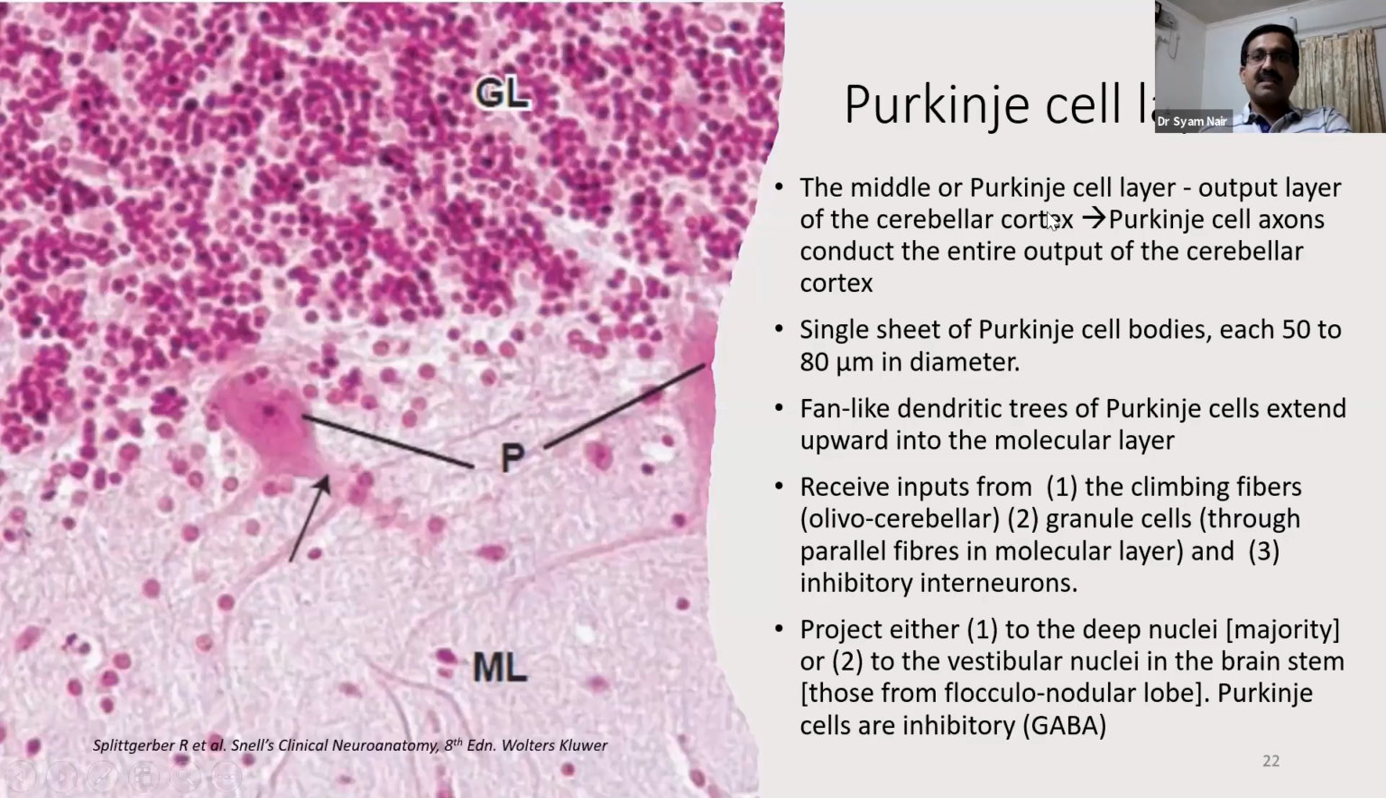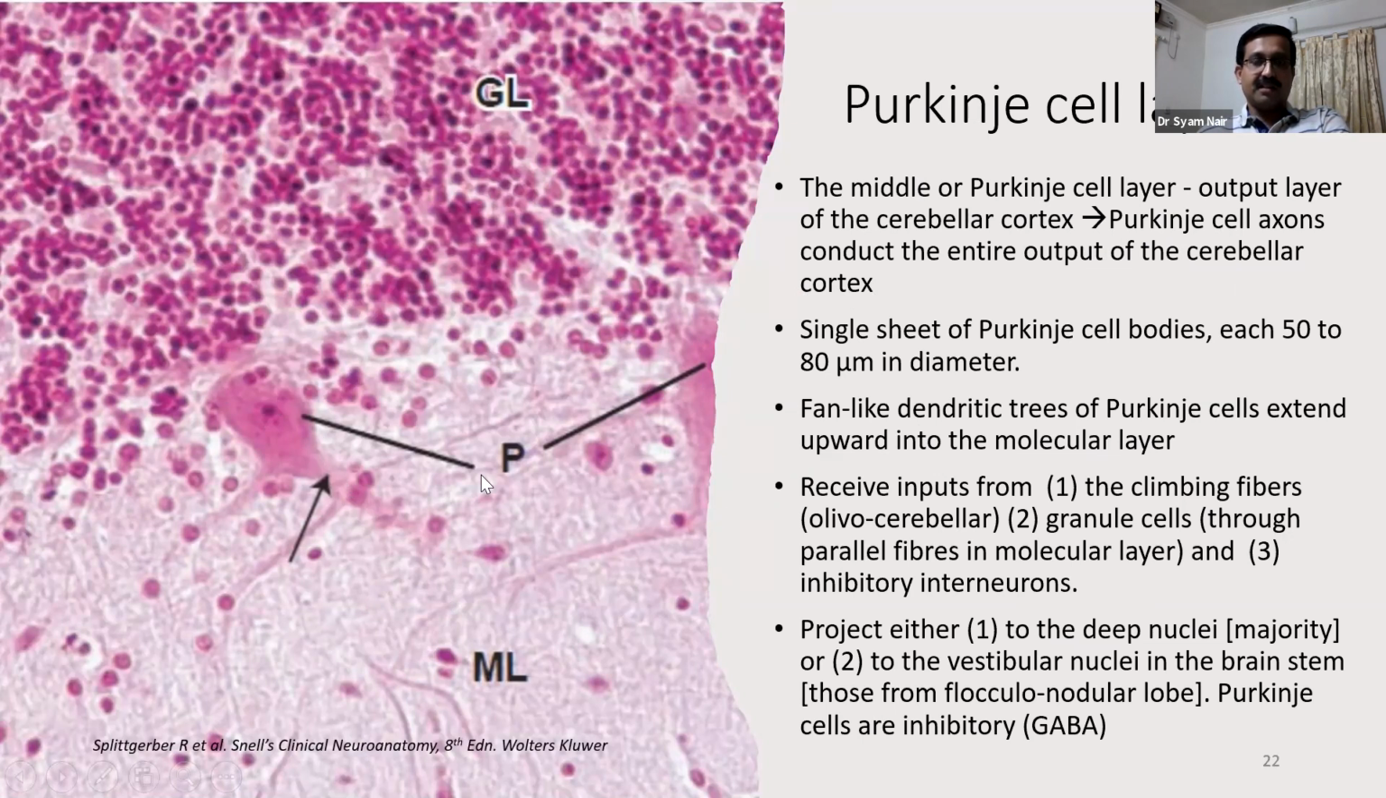So the Purkinje cell layer is the middle layer, and it contains a single sheet of Purkinje cells. Purkinje cell axons conduct the entire output of the cerebellar cortex. So this is the Purkinje. This is an upside down figure. This is the granule cell layer. This is the Purkinje cell layer, and this is the molecular layer or the most superficial layer. So these Purkinje cells have got fan-like dendritic trees which extend into the molecular layer. This is the Purkinje cell layer. This is the molecular layer.